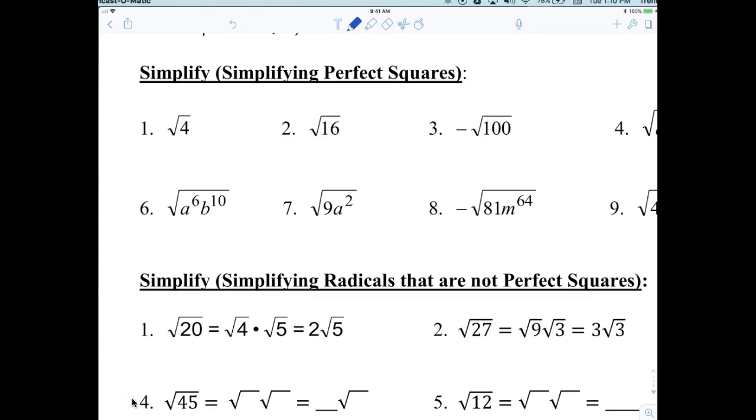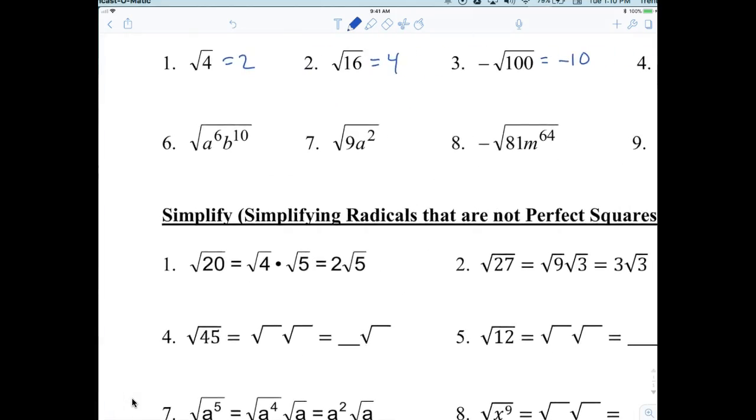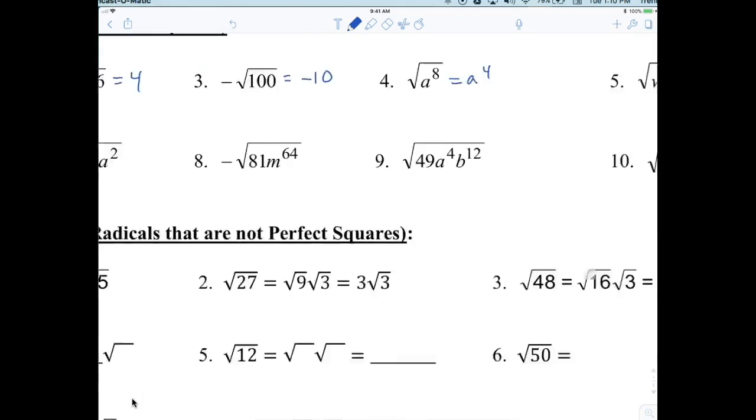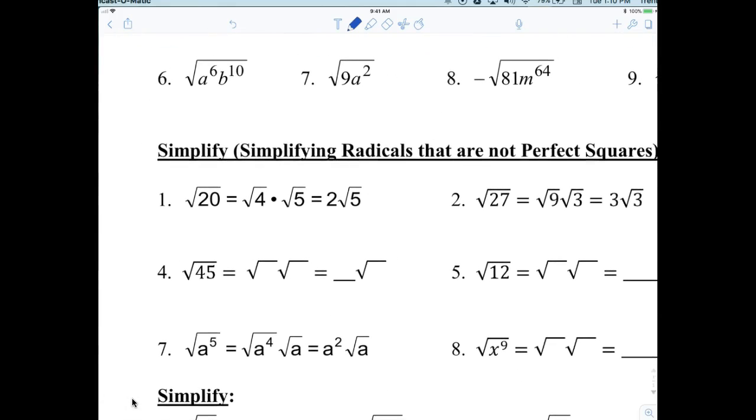The square root of 4 is what? 2. Square root of 16. Negative square root of 100. Negative 10. Square root of a to the 8th. A to the 4th. Oh, I skipped 5. Sorry. W to the 6th. Now go down to 6. A to the 3rd. B to the 5th.